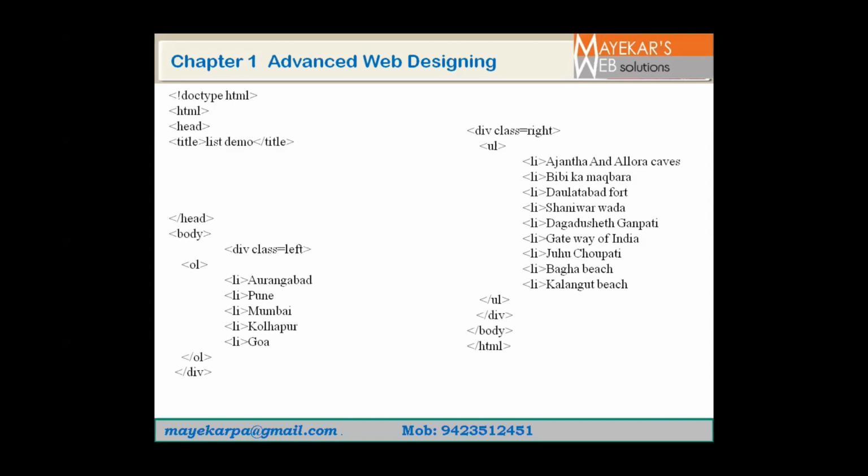Now I write the style tag. Before that I use dot left. Dot means it is related to a class. If you want to define a class, it always starts with a dot, and if you want to define an ID, then it starts with a hash. So here we are defining the classes for both sections. Using dot left, I want to float this particular section at the left side, so I'm using float colon left.